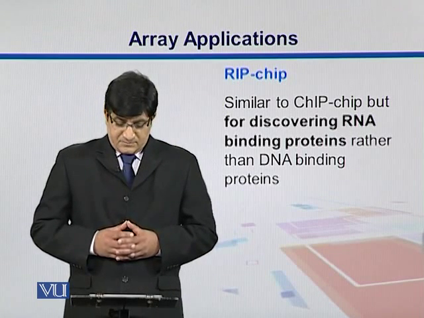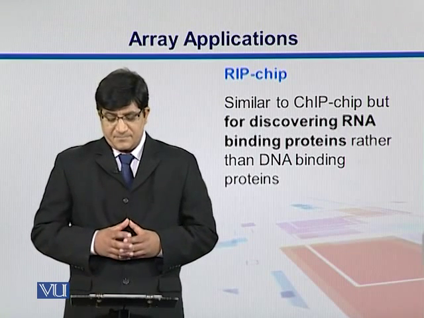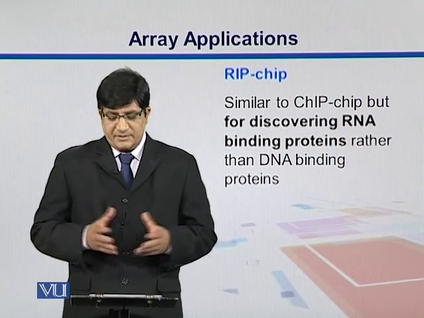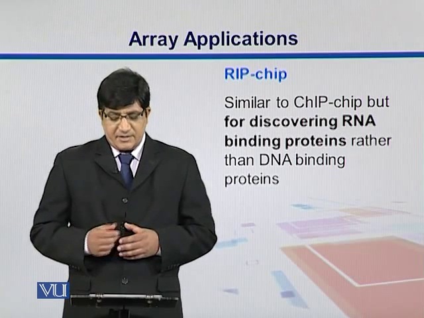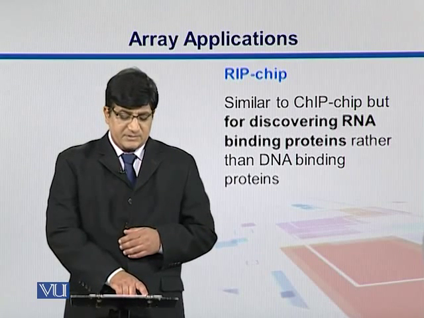RIP is for RNA binding proteins, so it is RNA immunoprecipitation. That is similar to ChIP, but it is for discovering the RNA binding proteins. So the rest of the things are the same as what we have seen in ChIP.